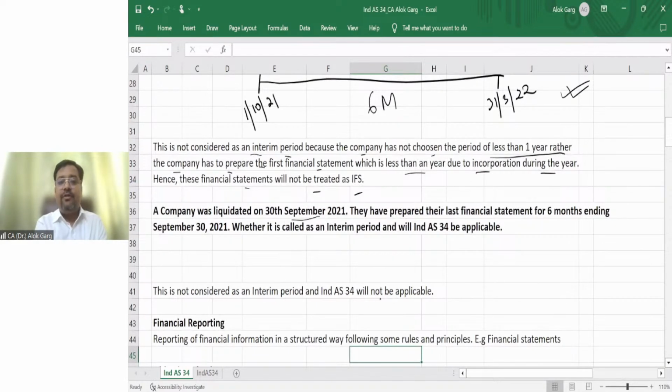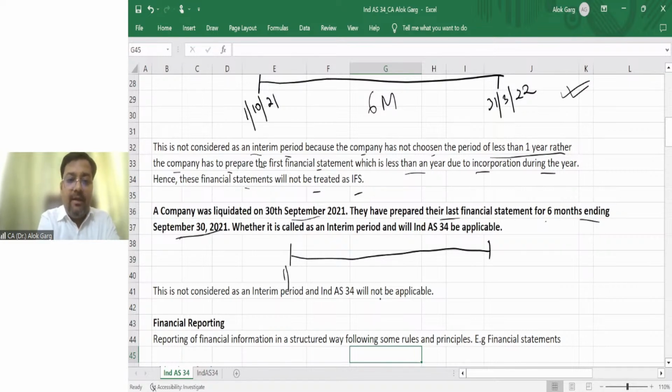The company was liquidated on 30th September 2021. They have prepared their last financial statement from 1st April 21 to 30th September 21, for 6 months ending on 30th September 2021. In this case, whether Ind AS 34 will be applicable? I mean to say whether this period is called an interim period.